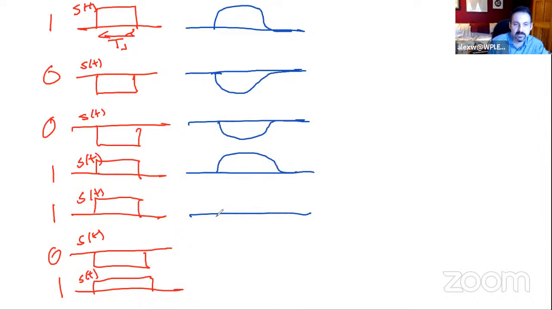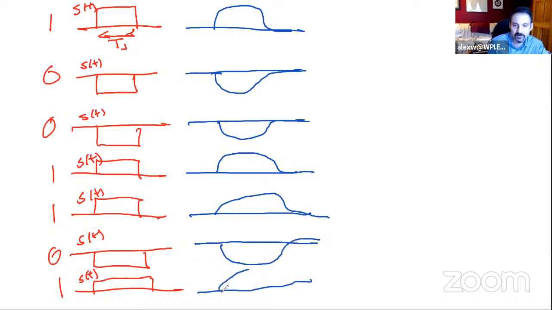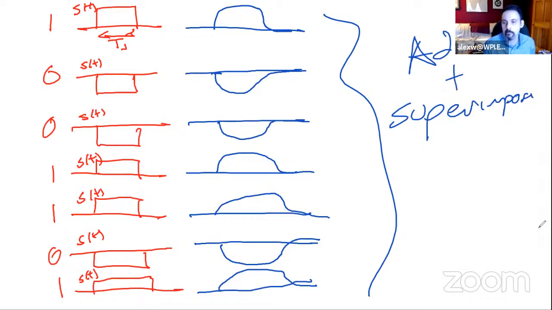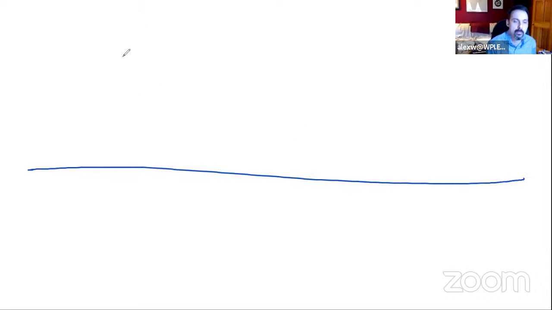We get these things. They don't look like rectangular pulses. You might say, oh, so what? Well, I'll show you. So what this is going to look like: superimpose, add, superimpose. So what do we get? What is it again? 1 0 0 1 1 0 1.